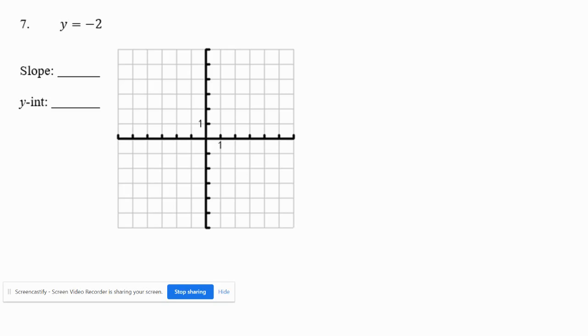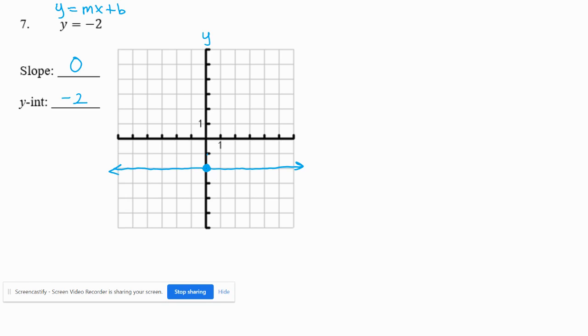All right, number 7, even though it may not seem like it, is in slope-intercept form. So we have y equals mx plus b. There is no mx term in that equation, so the slope is 0. The y-intercept is going to be negative 2. So on the y-axis, negative 1, negative 2 would be right here. Because this line has a slope of 0, that tells me that the line must be horizontal.